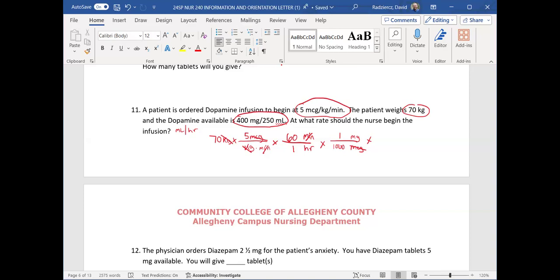So now I have milligrams per hour. I want milliliters per hour. Now I can use my available. My available is in milligrams per milliliter, so it's a way for me to convert. I have 400 milligrams and I have 250 milliliters. It just gives me a way to convert everything. And at the end of writing all this out, I have milliliters and I have hours, which is what I'm looking for.